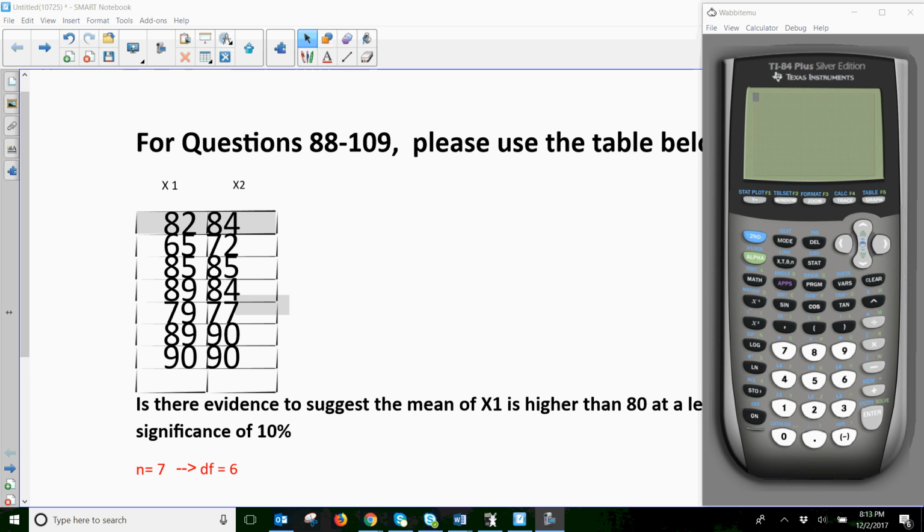Alright, in this video here, we're going to take a look at the practice final, and we're going to look at questions 88 through 109. I'll try to break it up into a couple of videos. For this first one, though, and actually for all these problems, we use the same chart.